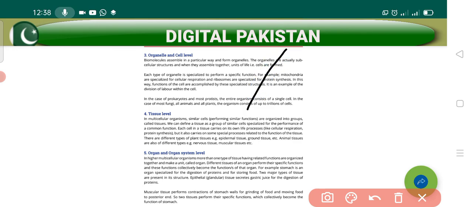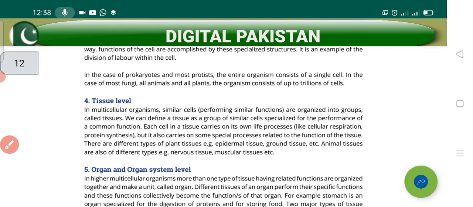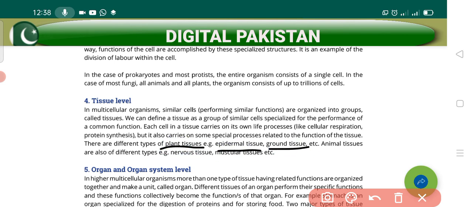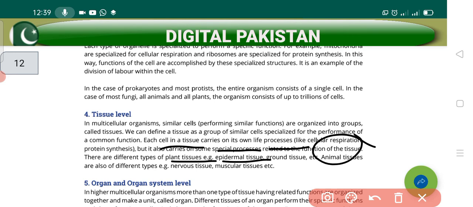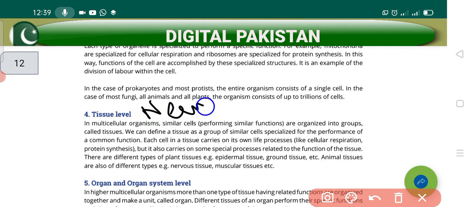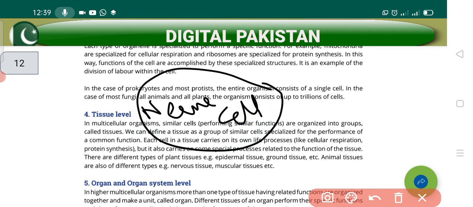Some of the examples given here, just check it out, are that the plant tissues are epidermis tissue and ground tissue, and the animal tissues are nervous tissue and muscular tissue. So students, slowly and gradually, when we are done with the whole biology book, we will come to know about these types, plant tissues, animal tissues, and so on. But in your previous class, you have learned about the nerve cell. So these nerve cells all together join with each other, organizing themselves into a group, and form the nerve tissue.